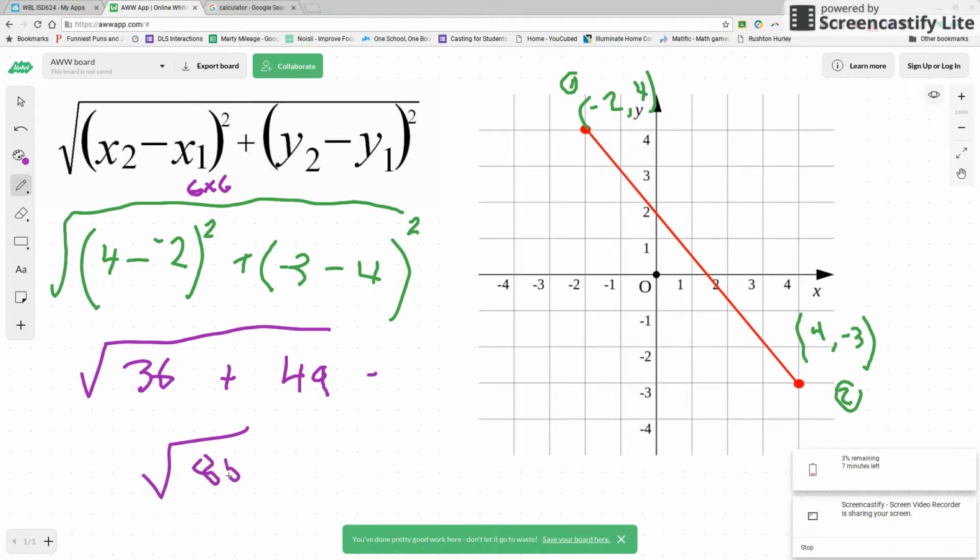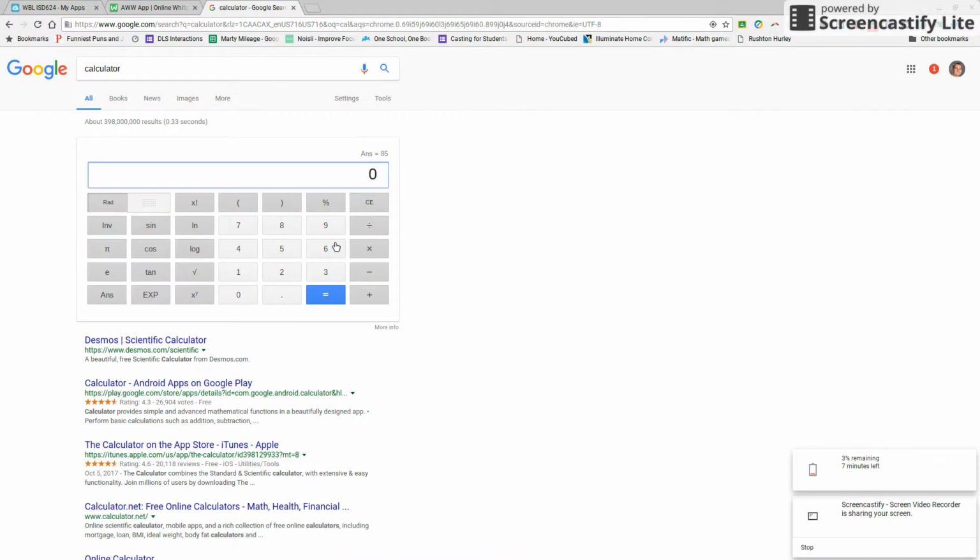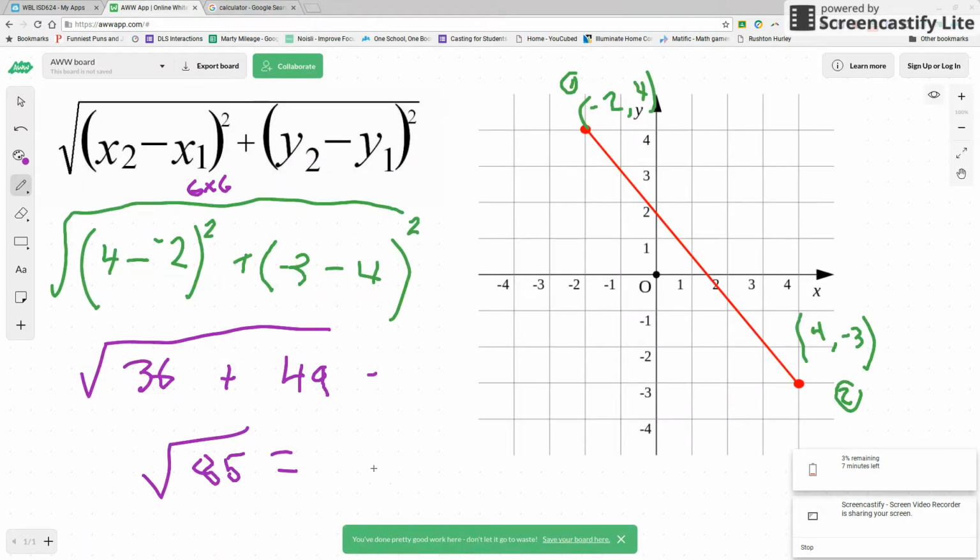I could leave it like that, or I could actually do the math. So I'm going to hit all clear. Square root 85 equals, there's our distance. I'm going to round it to the nearest hundredth, which means it would be 9.22. All right, so all you're doing is you're using this equation.